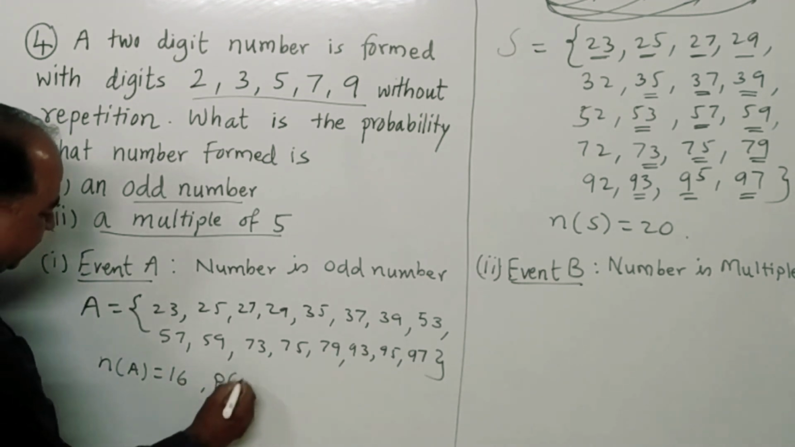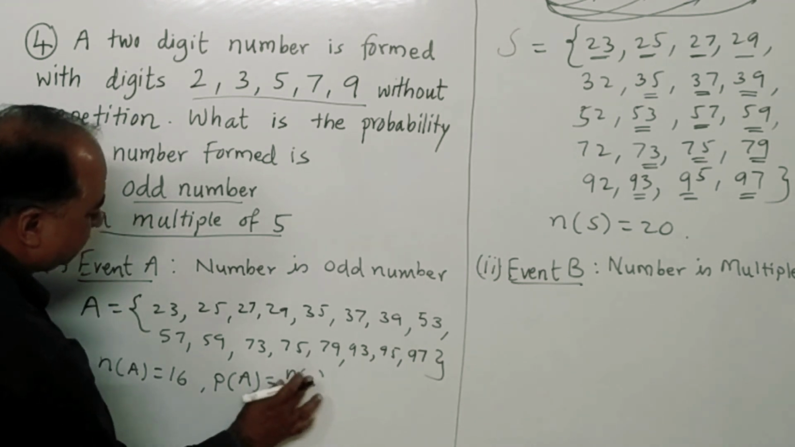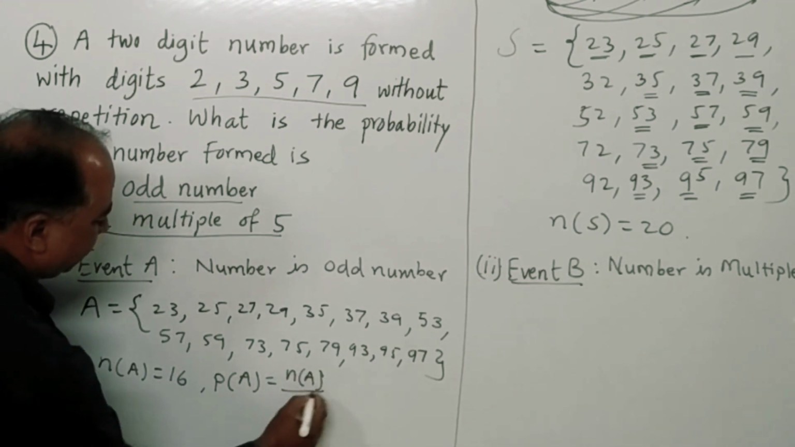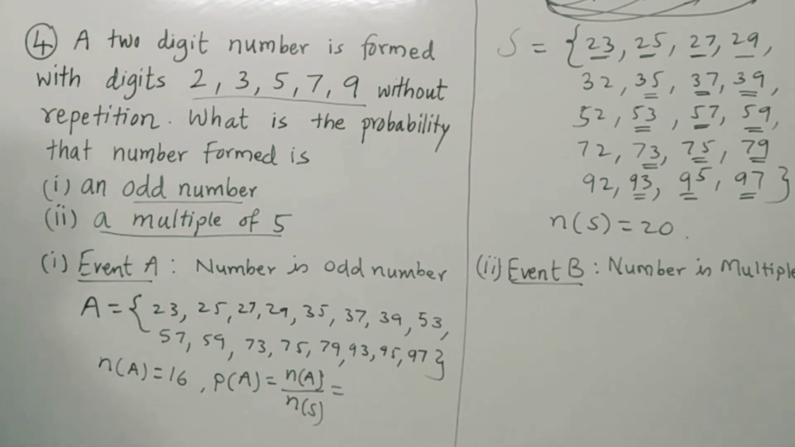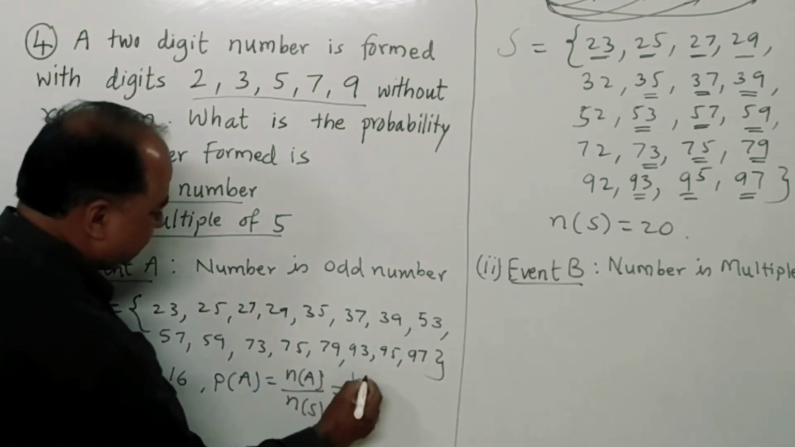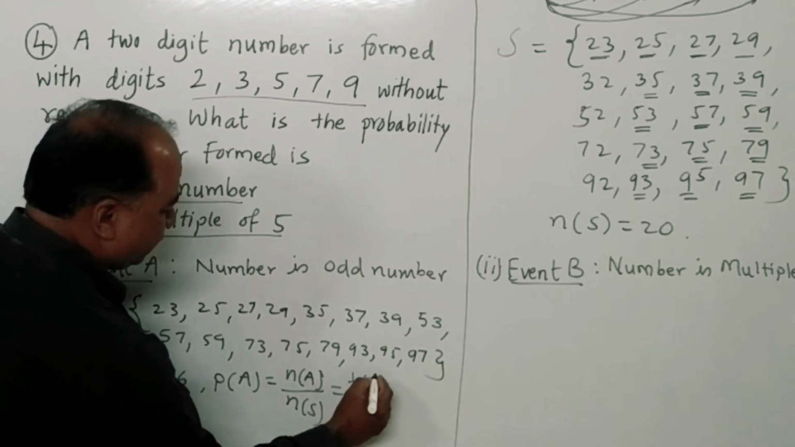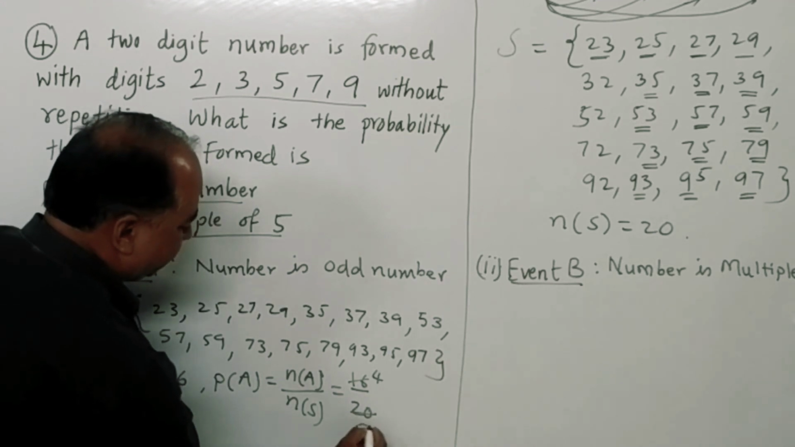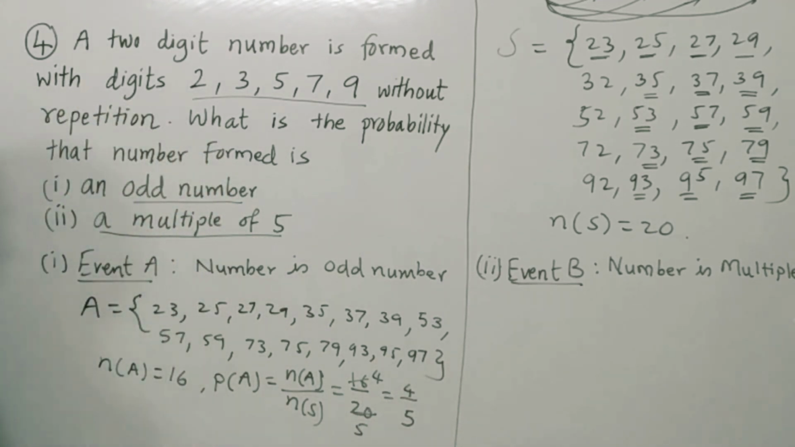So the probability of A is equal to n(A), the number of sample points in event A, divided by the number of sample points in sample space S, which is equal to 16 divided by 20. Reduce to the lowest form. 4 4s are 16, 4 5s are 20. So the probability is 4 upon 5.